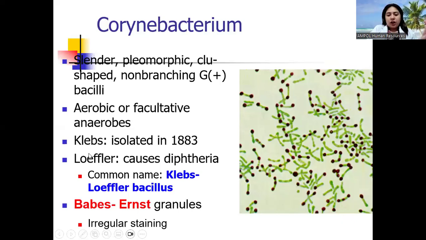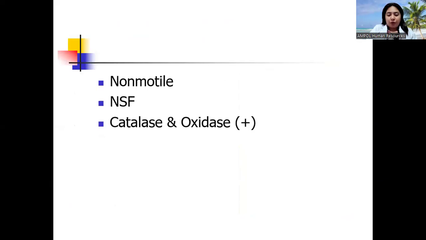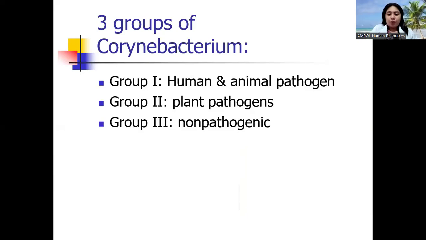So the first one to isolate this bacteria is si Klebs, isolated in 1883. Si Loeffler naman discovered that it causes diphtheria. So mao yang tawag kay Klebs-Loeffler bacillus. So this Corynebacterium can produce metachromatic granules called Babes-Ernst granules. So your Corynebacterium actually are non-motile, non-spore forming, and catalase and oxidase positive. Three groups of Corynebacterium. So we have your group 1, group 2, and group 3. The human and animal pathogen, the plant pathogens, and the non-pathogenic. Of course, unsa lang man atong studyhan diri, ang human and animal pathogen or the group 1.